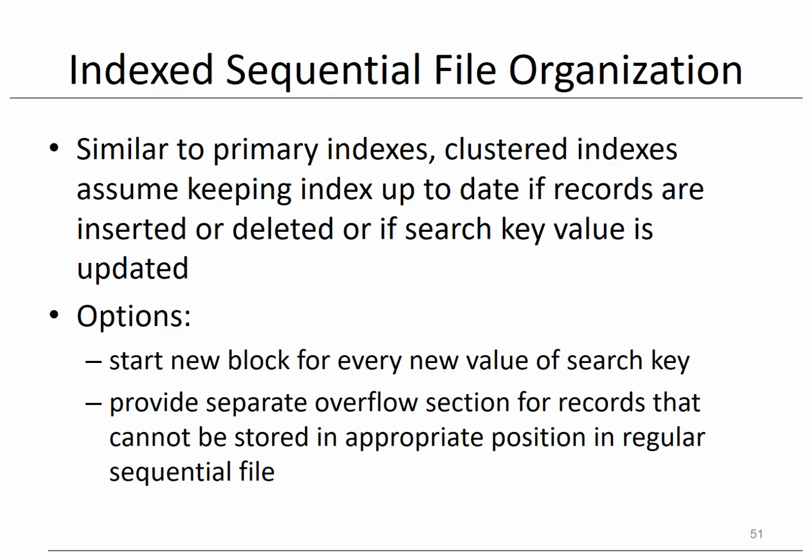Another option to avoid too frequent file reorganization, which is also applicable to primary indexes, is to provide a separate overflow section for records that cannot be stored in the appropriate position in the regular sequential file. However, as with random file organization, records being positioned on a different location than where they were initially expected results in additional block accesses, which has a negative impact on performance.